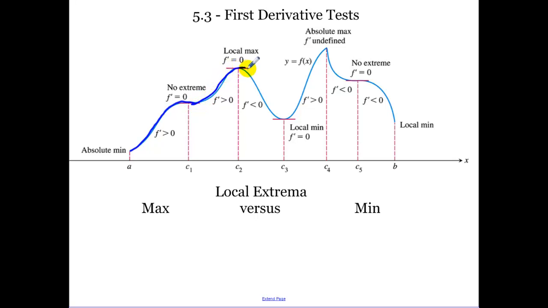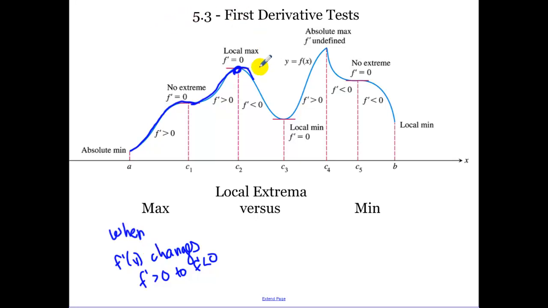First derivative then changes signs. So I have a maximum when f prime of x changes from positive to negative. And that's when our derivative changes signs.